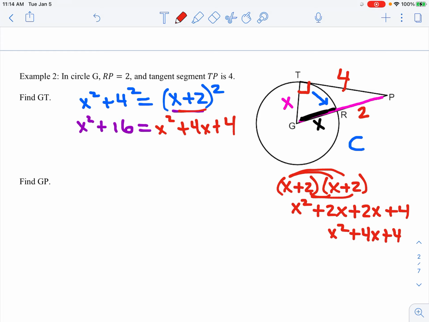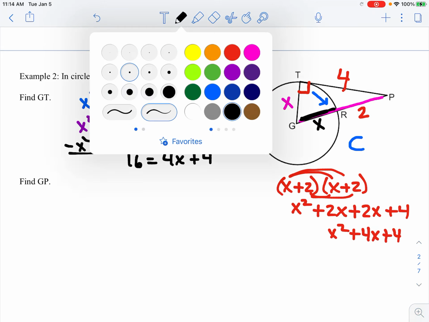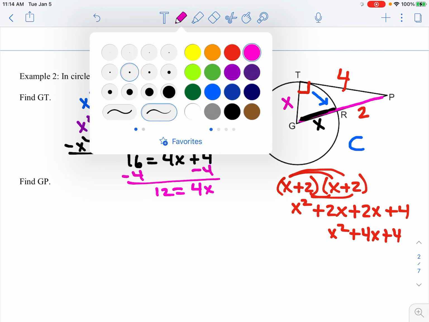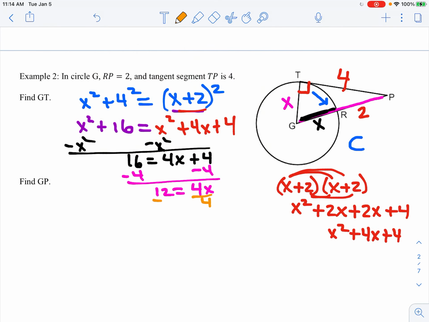Now, remember, the hard part of this was the FOIL. When we go to solve it, it's going to clean up. If I subtract x squared from both sides, I'm left with 16 equals 4x plus 4. I'll subtract 4 over, and I'm left with 12 equals 4x. Lastly, I'll divide by 4, and I get x to equal 3.